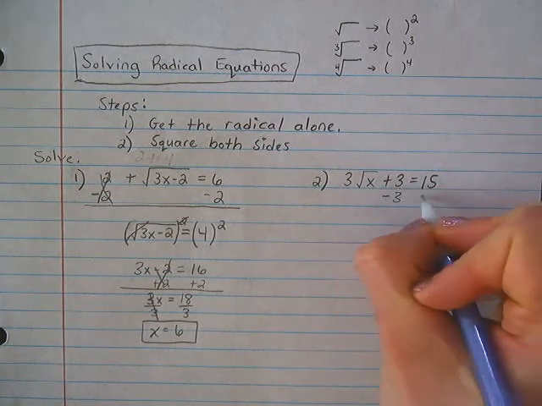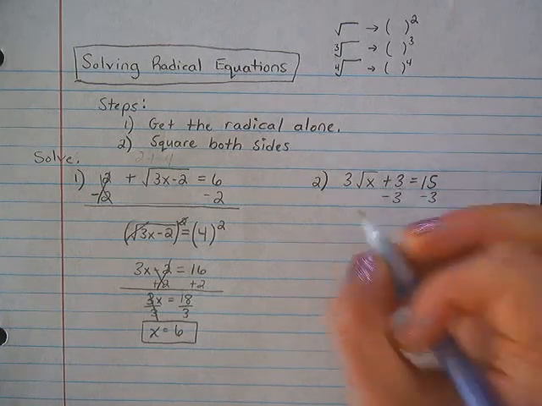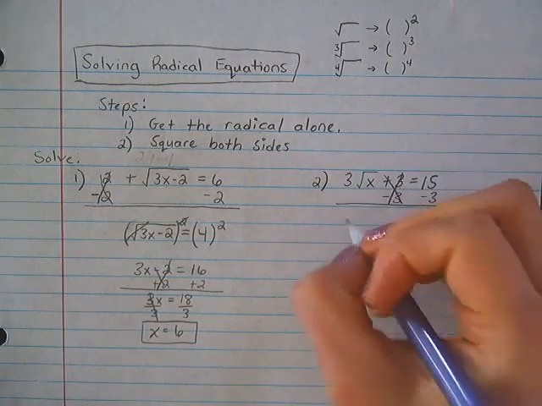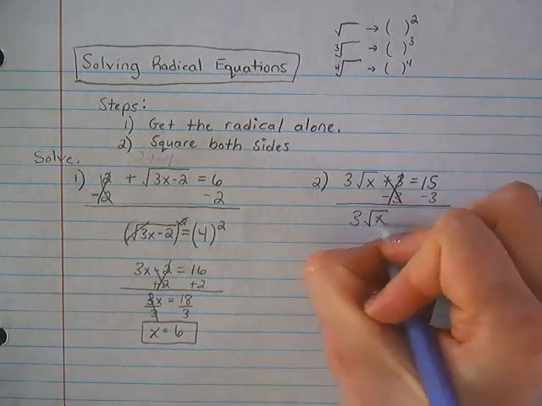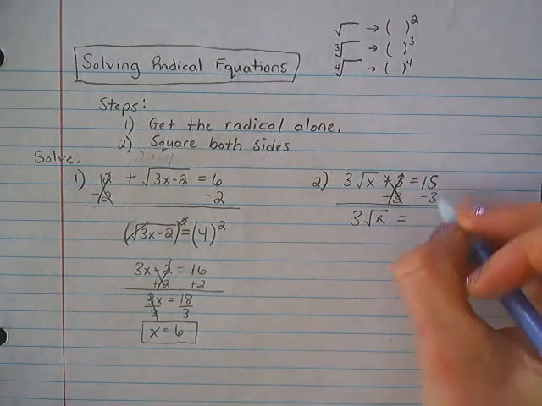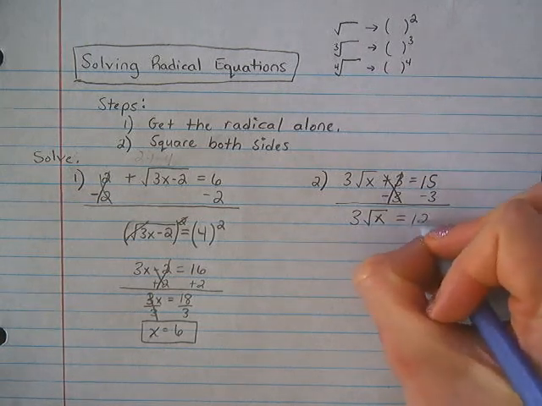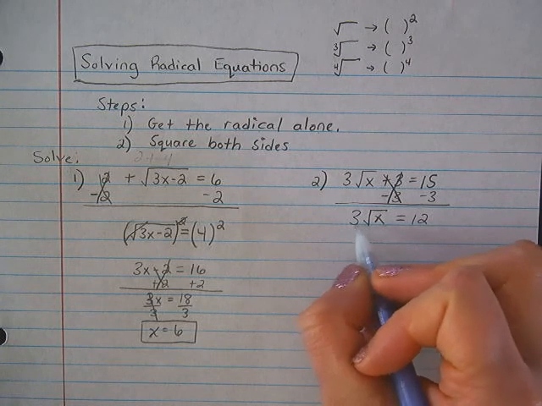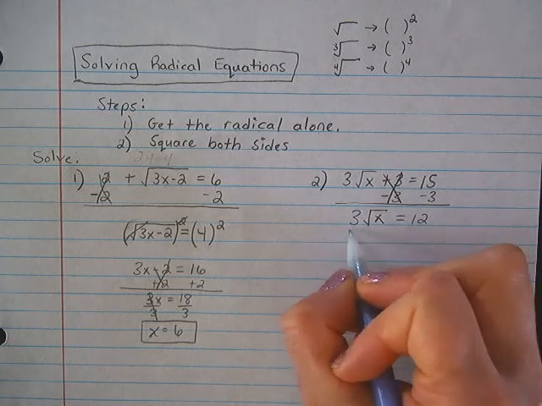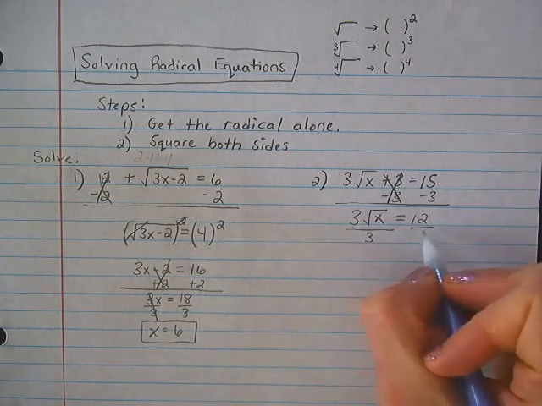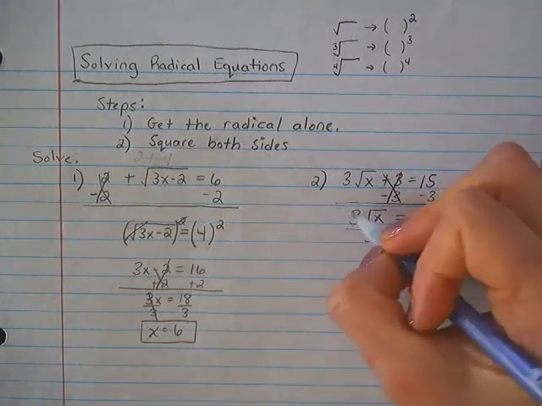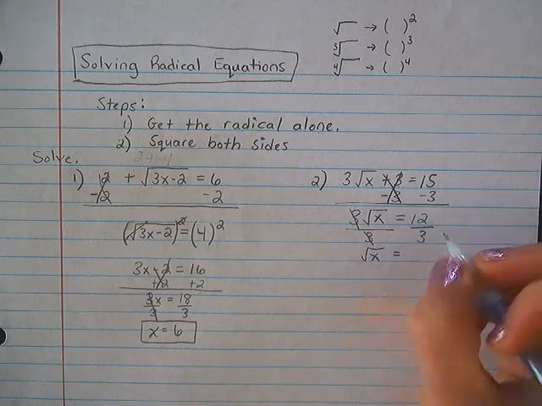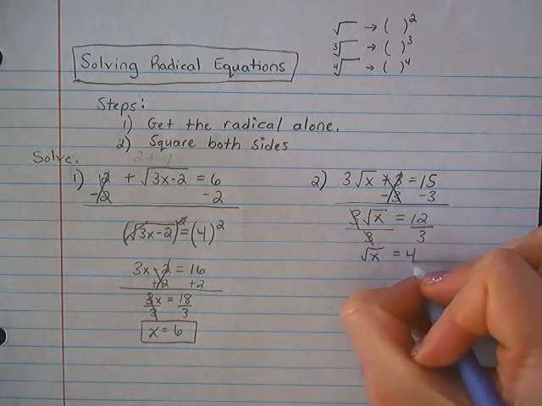So I'm going to subtract my 3 so that it'll no longer be on the same side as the radical. So those will go away. Then I have 3 times the square root of x on this side equals 15 minus 3 is 12. And then from there, you still have it being multiplied by 3. To get rid of the 3, you've got to divide because that's the opposite of multiplying. And then these would go away. So I have square root of x on this side, and 12 over 3 ends up being 4.